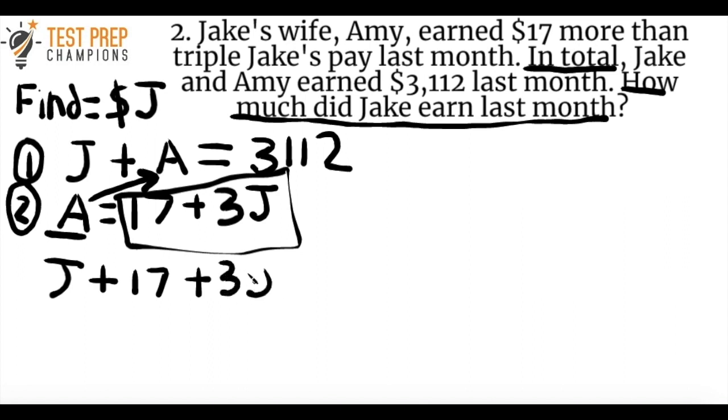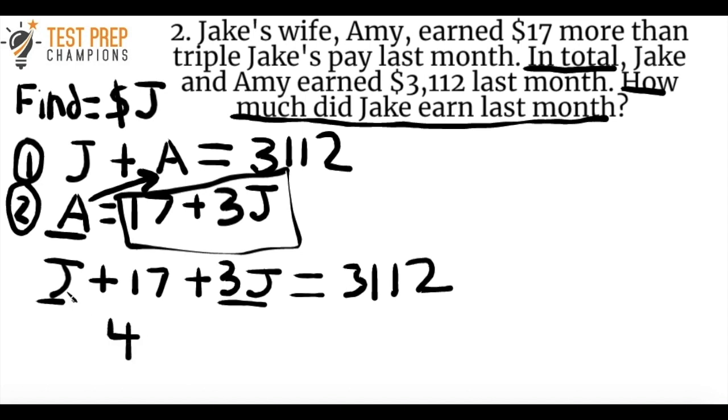And that's equal to 3,112. And so now, again, the strategy is to solve for J. So we can combine like terms. So we see that we've got J and we've got 3J. So what's J plus 3J? Well, think about this J as if it's 1. So 1J plus 3J gives us 4J.